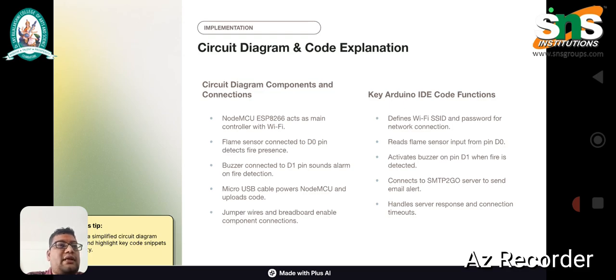Then we connect to the SMTP2GO server to send the email alert. When the D1 pin is given an instruction, SMTP2GO sends an email alert. These functions handle the server responses and connection timeouts. The server credential is nothing but the base 64 string.